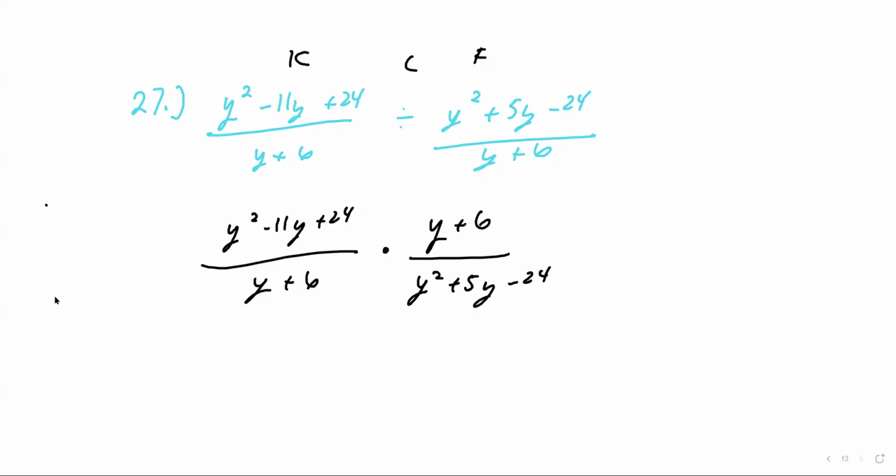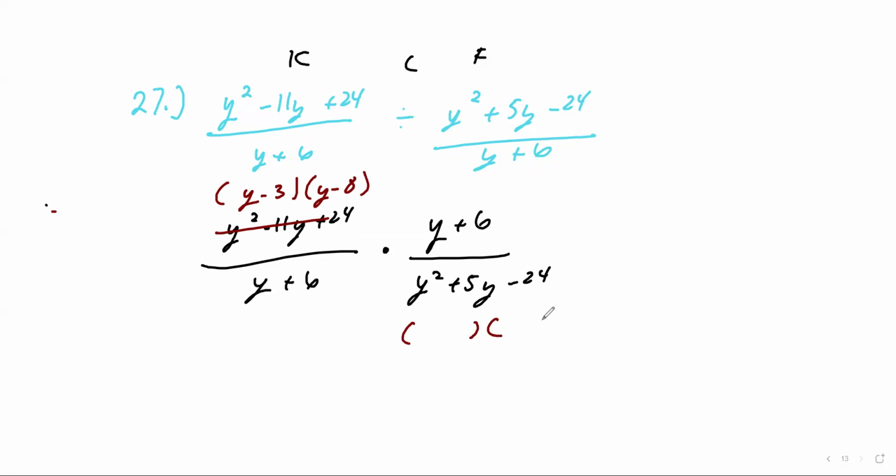And now I'm going to factor. So this is y. Two things that multiply to 24 but add up to 11. That's got to be 3 and 8, and they'll both be negative. Y plus 6 can't go any further.